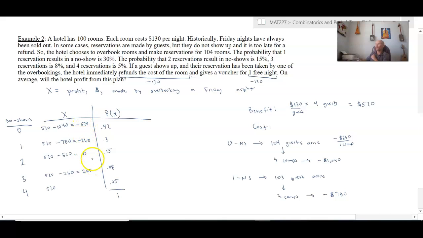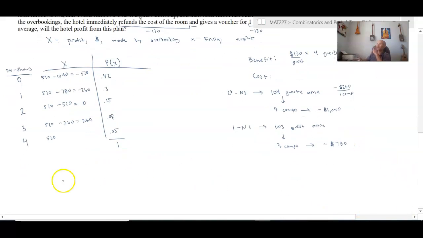And if you look at it this way, well, 15% of the time they're breaking even, 8% they're getting 260, but 30% of the time they're losing 260. That already means we're going to come out at a loss. And then only 5% of the time are they gaining 520, but 42% of the time they're losing 520. So based upon these numbers alone, they're probably going to experience a loss because of this.